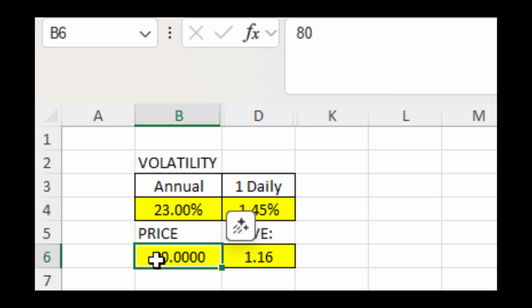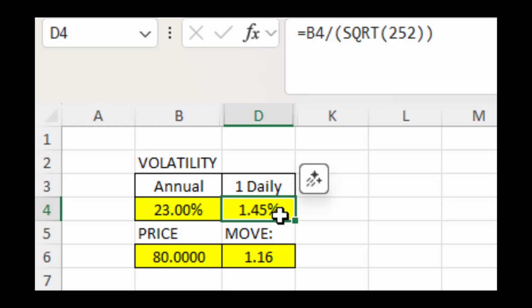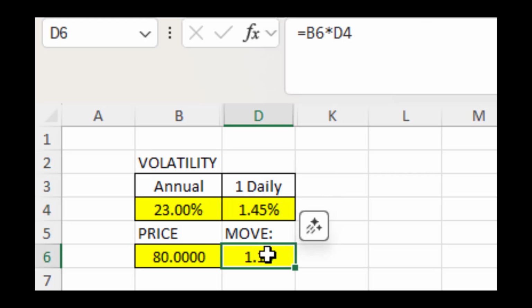You could put those two into boxes. Then our daily move in percentage terms is just the annual volatility 23%, and you can see the formula up there, divided by square root of 252 trading days gives us 1.45%. And then what's the actual dollar daily move? Well, that's quite easy. That's just the price times the percentage move, giving us a $1.16 plus minus daily move. Simple as that.